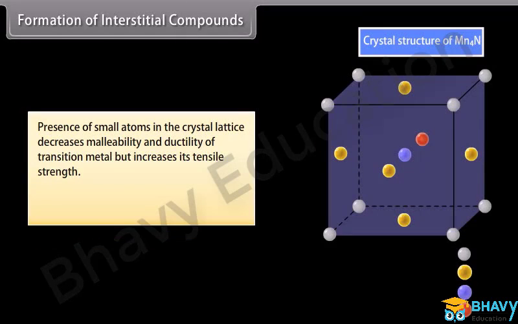Presence of small atoms in the crystal lattice decreases malleability and ductility of transition metal but increases its tensile strength. For example, cast iron and steel are hard due to the presence of trapped carbon in the interstitial spaces. They have high melting points and are chemically inert.